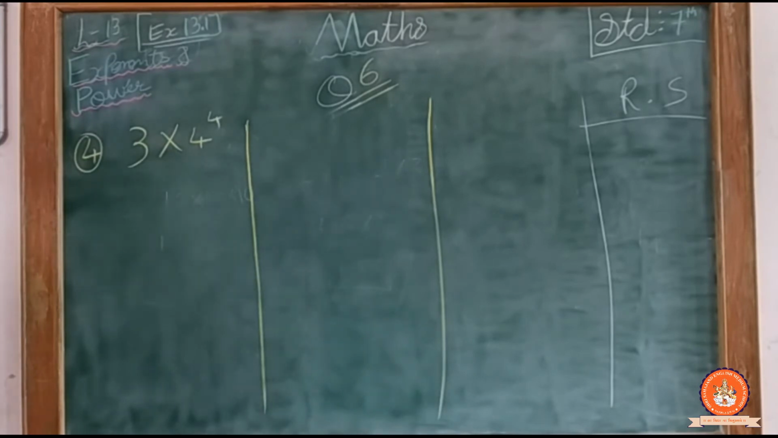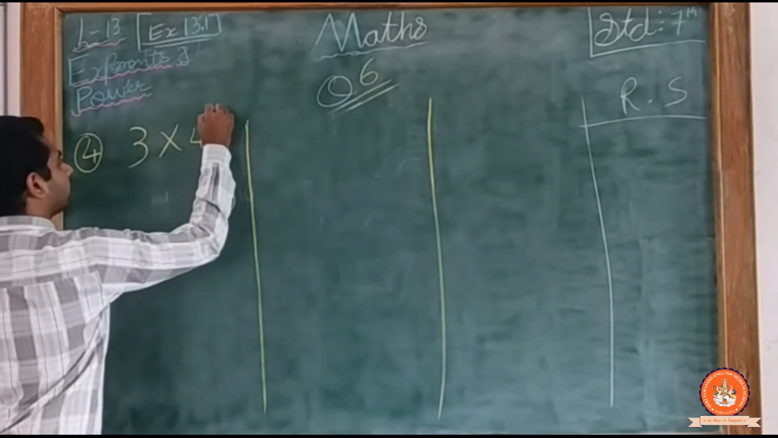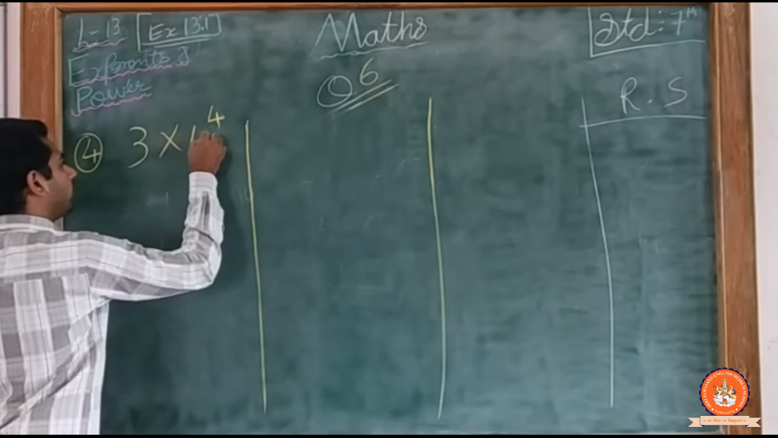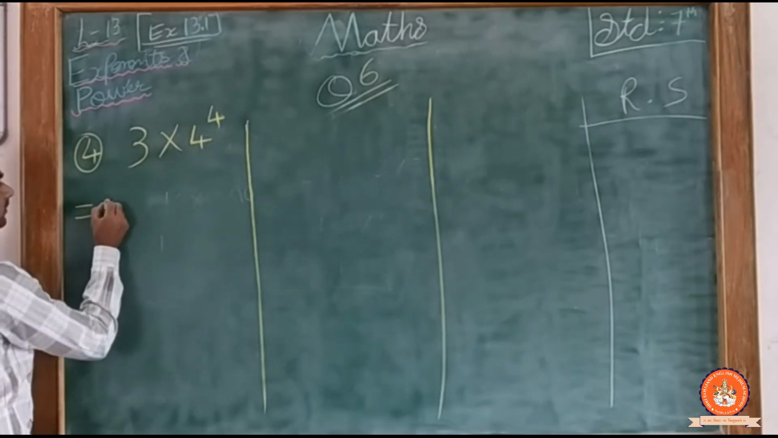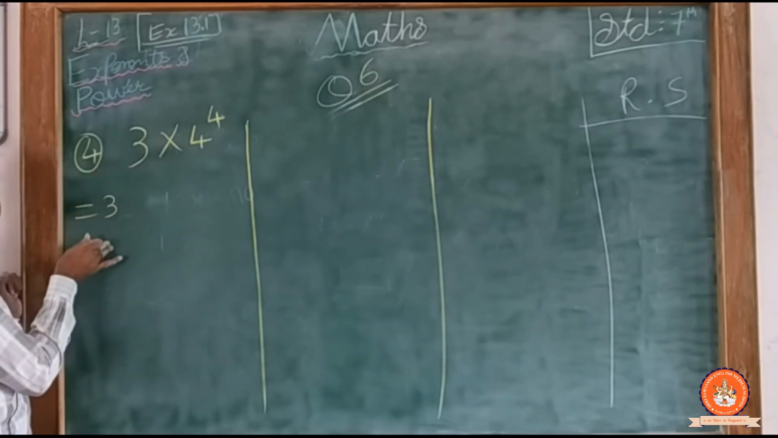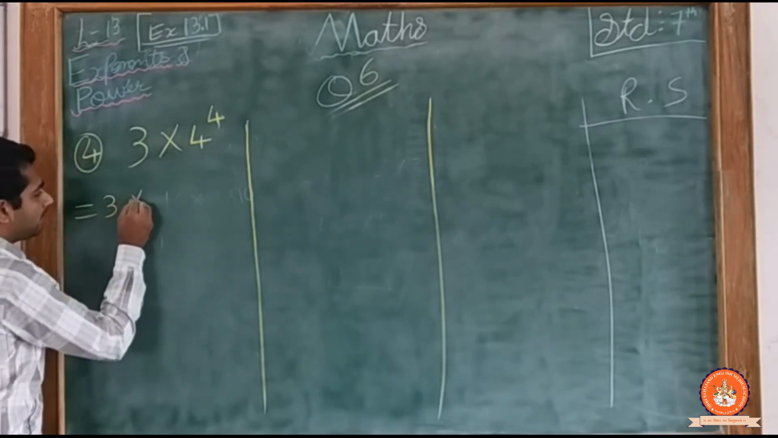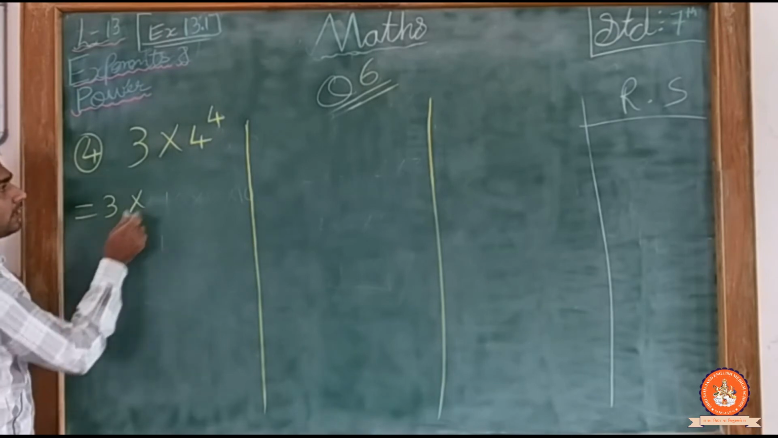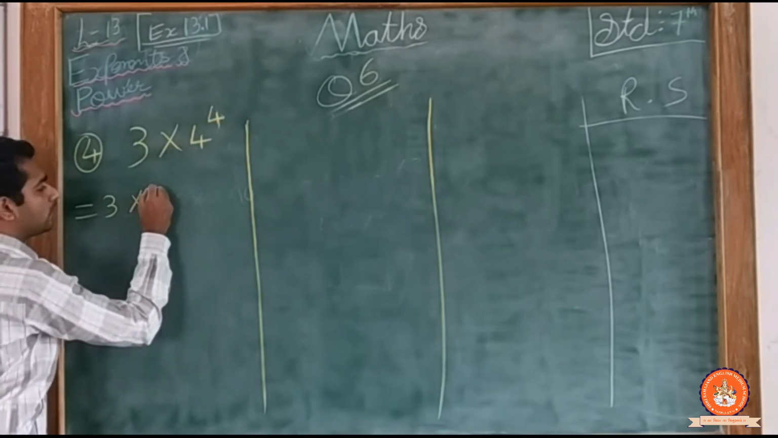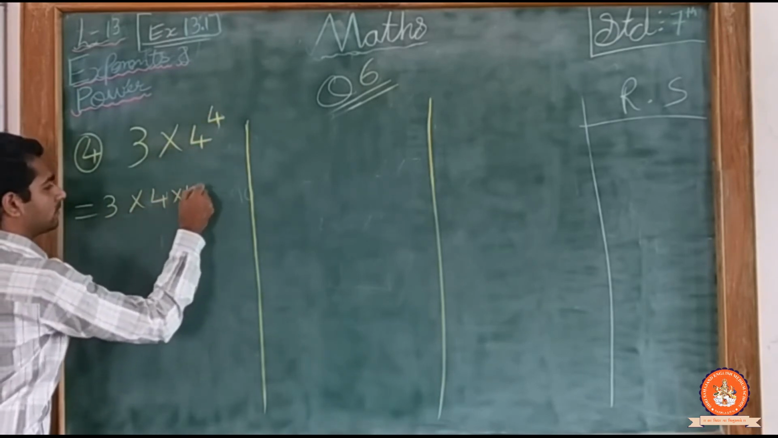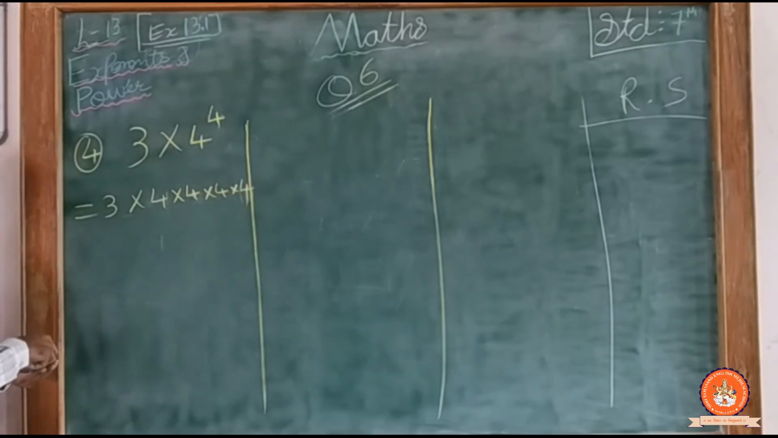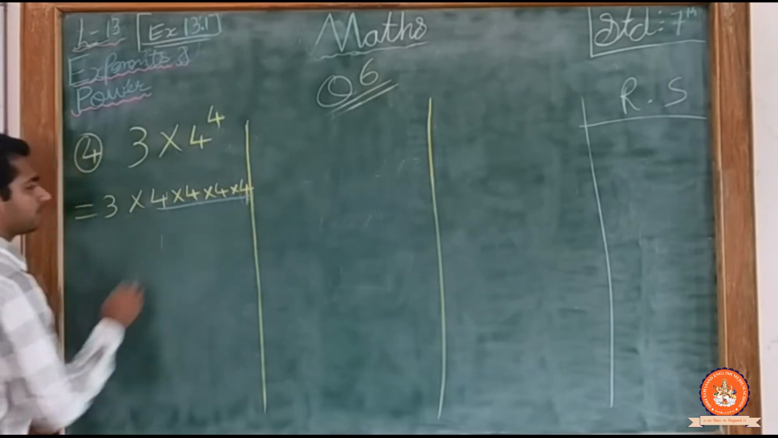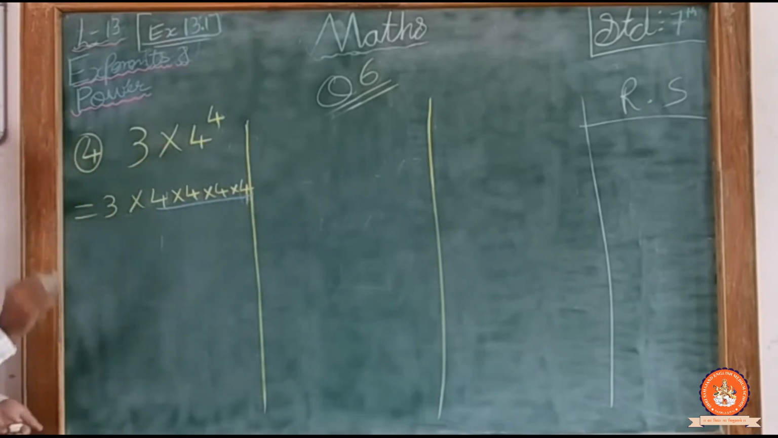3 into 4 raised to 4. Okay, 3 into 4 raised to 4. So as I told you, what you have to do? 3 means 3. We have to simply add 3 here. Multiply means multiply. I am putting here only. Now 4 raised to 4. That means I have to multiply 4 times. So I am multiplying here 4 times. Okay. See here. बाकी सब same.